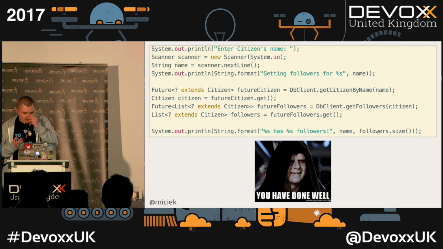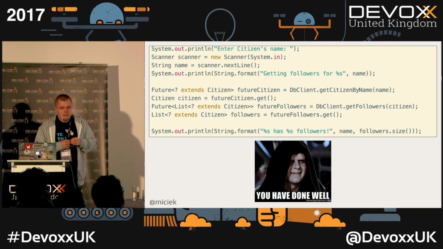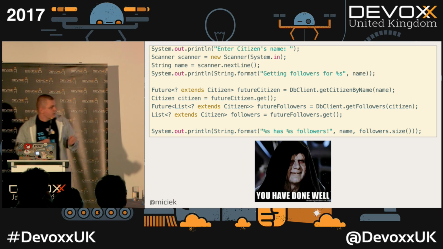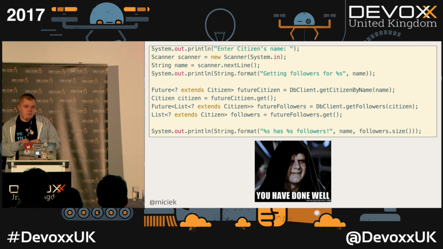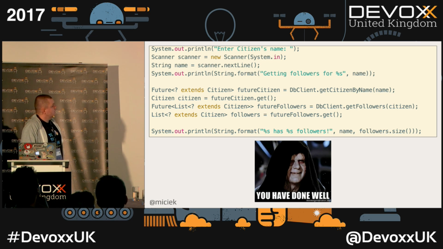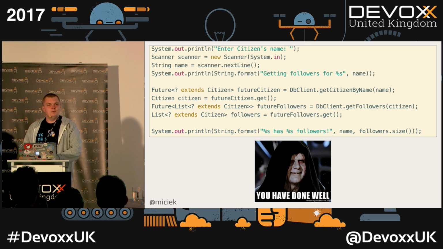And we repeat the same procedure for the followers. So we are getting first the citizen, and then we get the followers for the citizen, and also get the followers out of the future context. And we are able to print the followers to the console. So we have done well, right? Yep. No? So what's the problem?